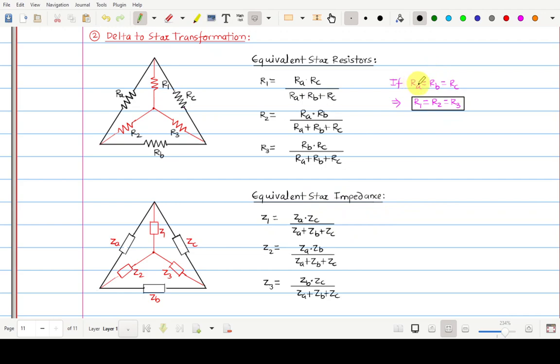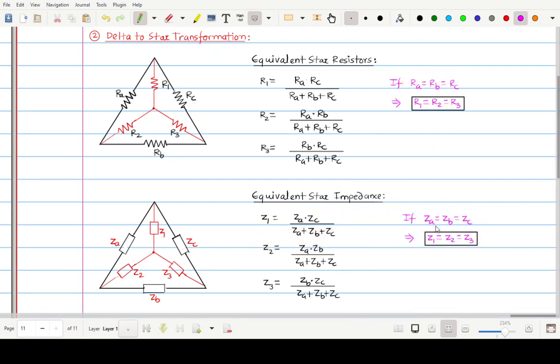Again the same condition is applicable over here. If ZA is equal to ZB is equal to ZC, then your delta network is balanced, so your newly formed star network will also be balanced. So Z1 is equal to Z2 is equal to Z3. In this way you can convert any delta network into an equivalent star network.